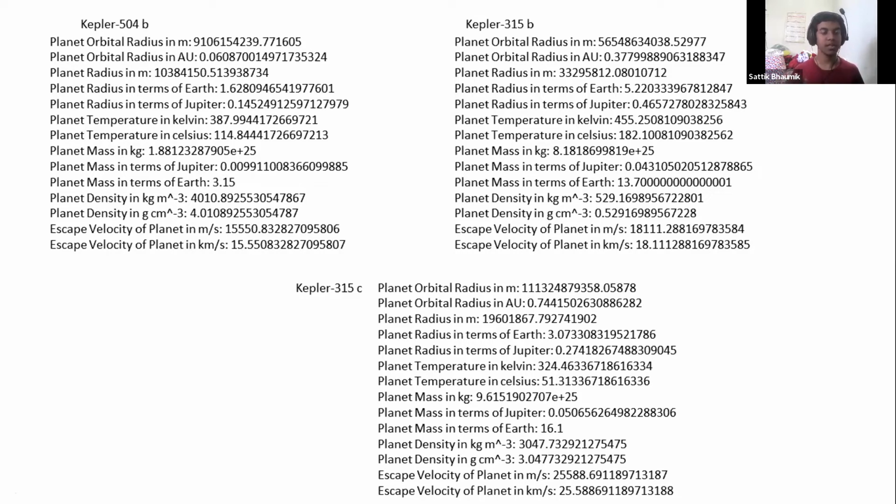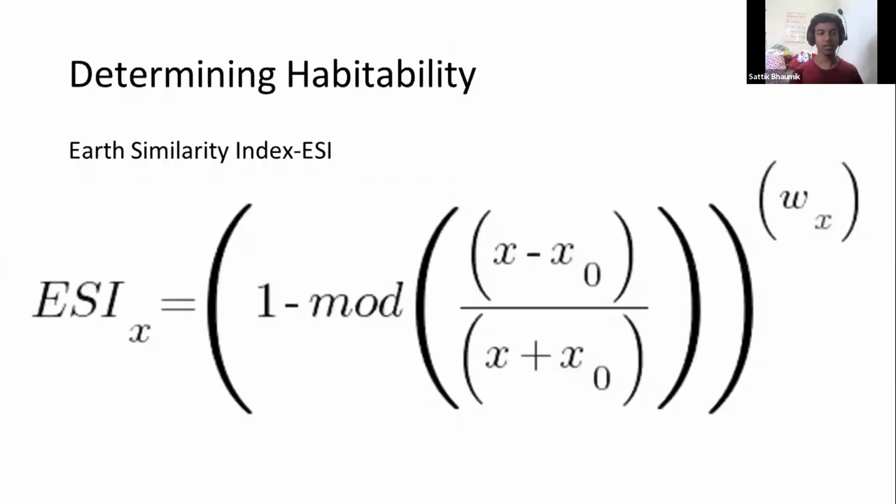What I have done instead is I have imported the mass value from NASA's Kepler data archive for these 3 particular planets. So after I get the mass value as well, I can calculate the density and eventually the escape velocity. Now, remember, the original goal of my research was determining the habitability. How will we determine the habitability? Using an index called ESI, or Earth Similarity Index.